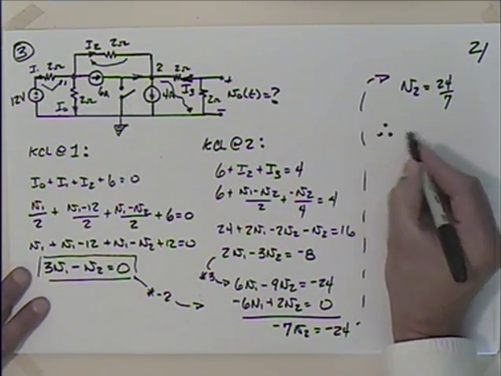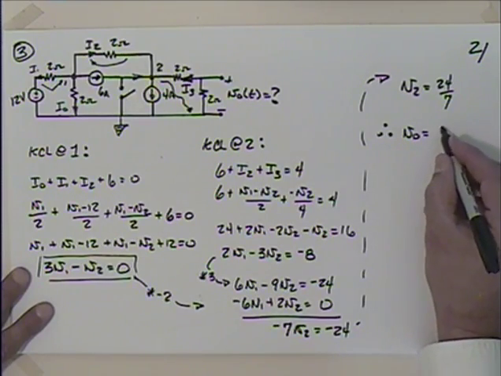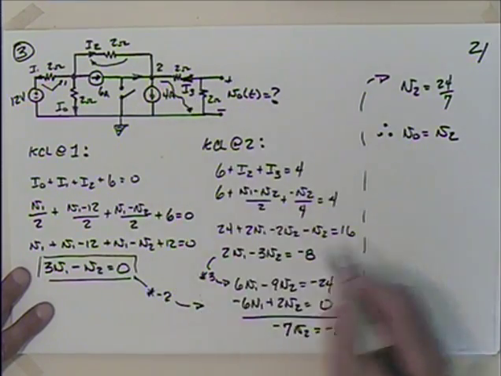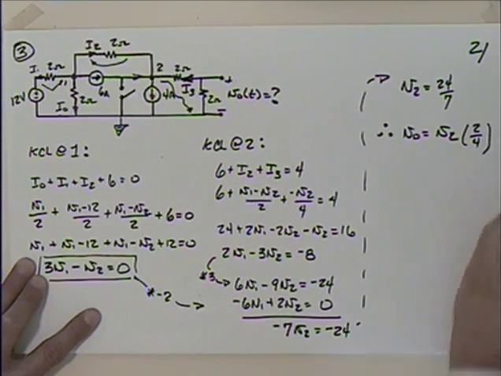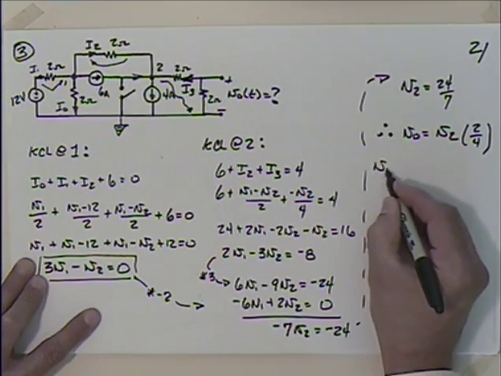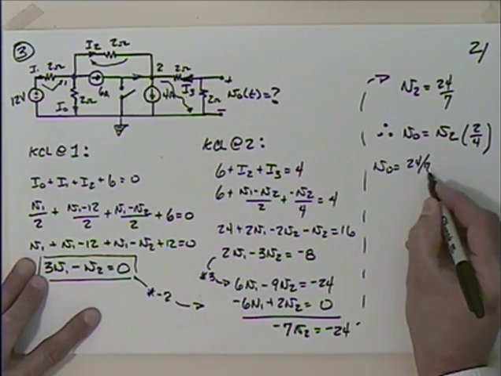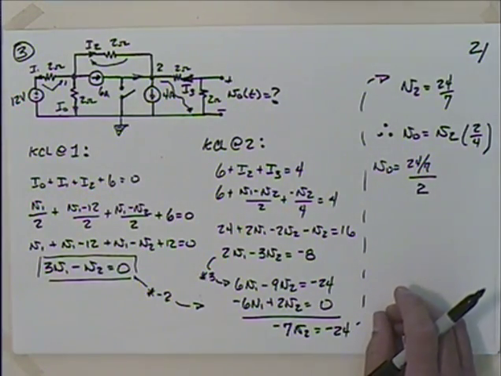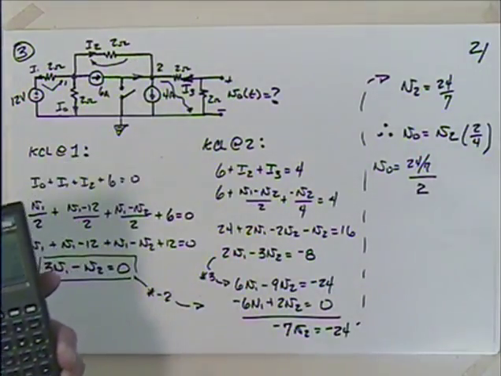So therefore, V0 is going to be equal to V2 times one half, because by voltage division, it's just an even split, wouldn't it? I mean, that's 2 divided by 4. That's what our half looks like, doesn't it? So V0 is equal to 24 over 7 divided by 2. When I go through that, I think I'll get a decimal here. Just work it out that way.